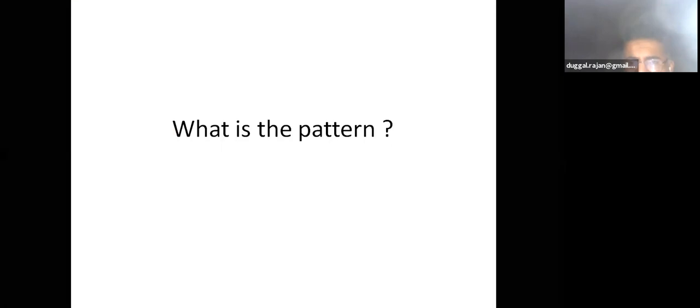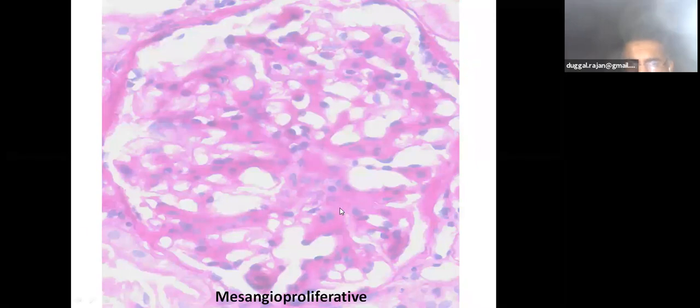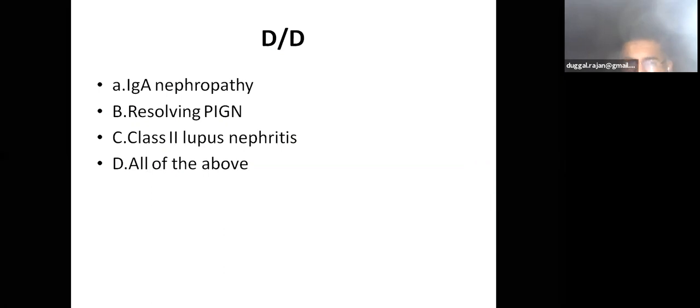So here, tell me what is the pattern of injury. So I have already written. So you can see the mesangium, which is expanded. There is mesangial hypercellularity. When I say mesangial hypercellularity, there are four or more than four nuclei. So you can see one, two, three, four, five nuclei here. So there is mesangial hypercellularity, four or more than four nuclei. So one, two, three, four nuclei in this mesangial area also. So what are the differential diagnoses when you see a mesangial proliferative glomerular morphology?